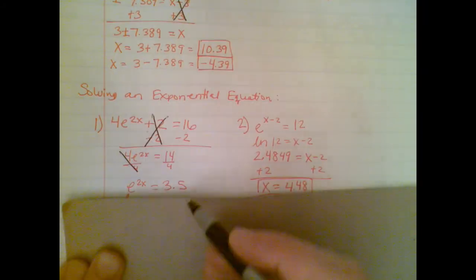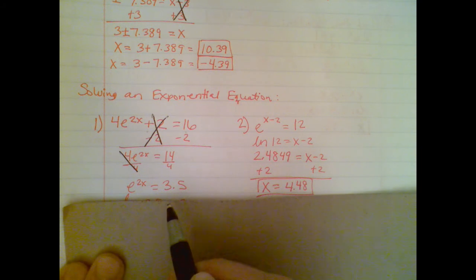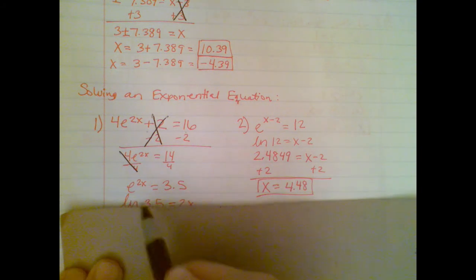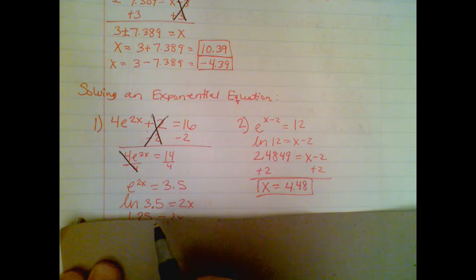And then from here, it's in our base e, or exponential form, so we're going to switch it to a natural log. To switch this, we just drop our e. So then we have the natural log of 3.5 equals our 2x. Or you could have 2x equals the natural log of 3.5.